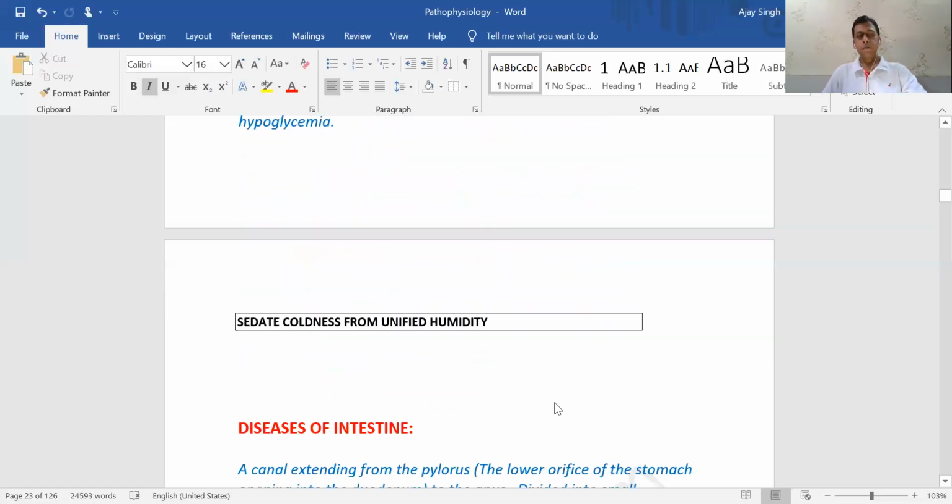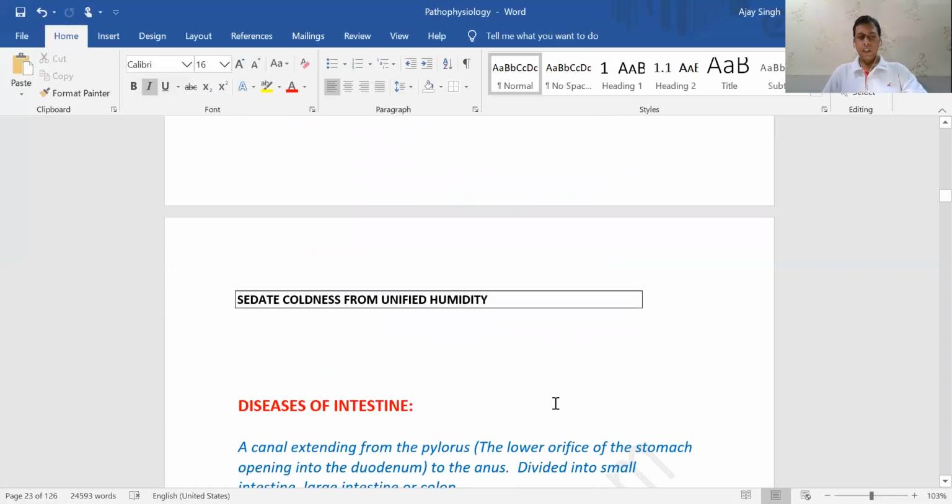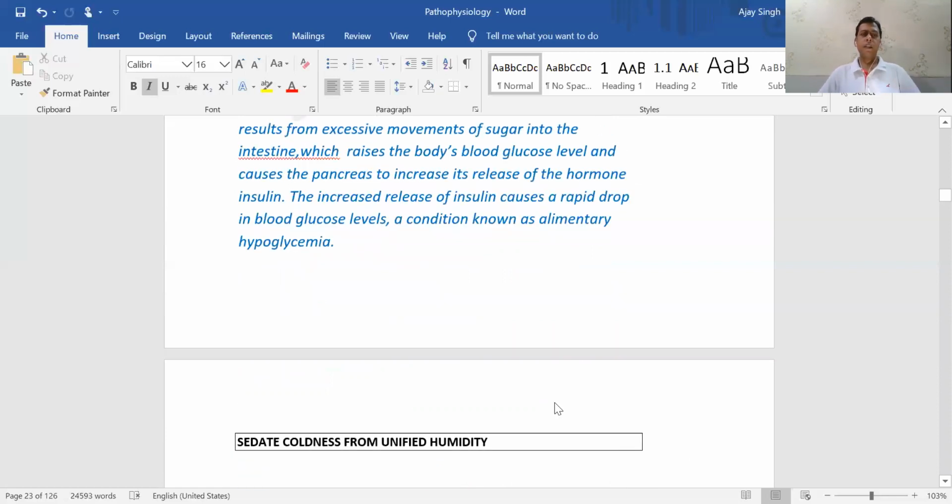Now, in the next video, I will discuss diseases of the intestine, and in that we will discuss the difference between Crohn's disease and ulcerative colitis. How can we distinguish Crohn's disease and ulcerative colitis, and some other diseases also, indigestion, dyspepsia, and all we will discuss. Okay. So if you have any doubt, you can ask me. Okay. Thanks.